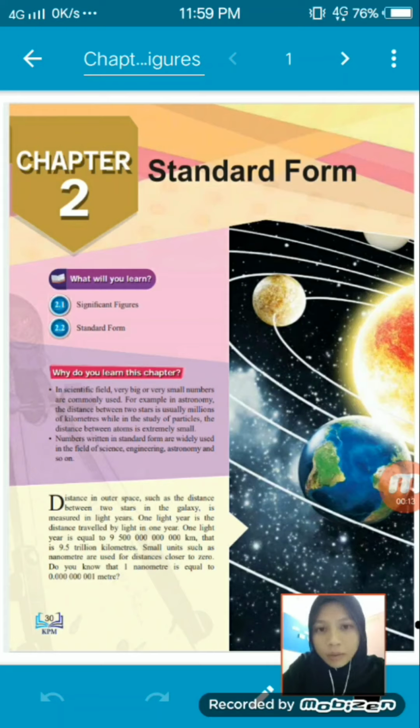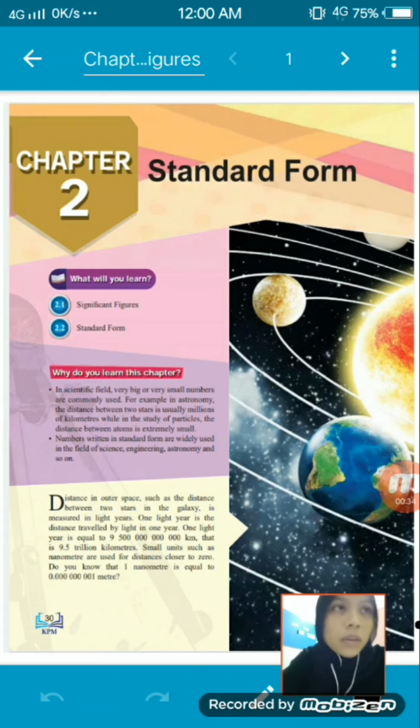Today I will discuss chapter 2, standard form. In chapter 2 there are two subtopics. First is scientific figures, and second is standard form. But today I will discuss the first subtopic, scientific figures. But before we start, I will discuss the lesson objectives.